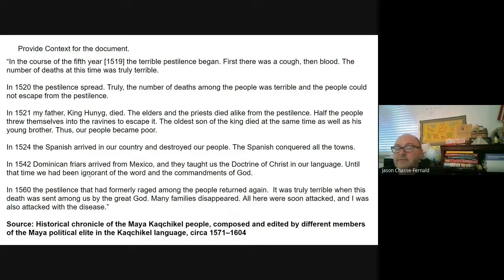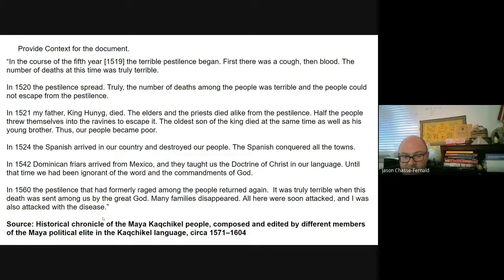1542, Dominican friars arrived from Mexico and they taught us the doctrine of Christ in our language. Until that time, we'd been ignorant of the word and the commandments of God. In 1560, the pestilence that had formerly raged among the people returned again. It was truly terrible when this death was sent among us by the great God. Many families disappeared. All here were soon attacked, and I was also attacked with this disease.